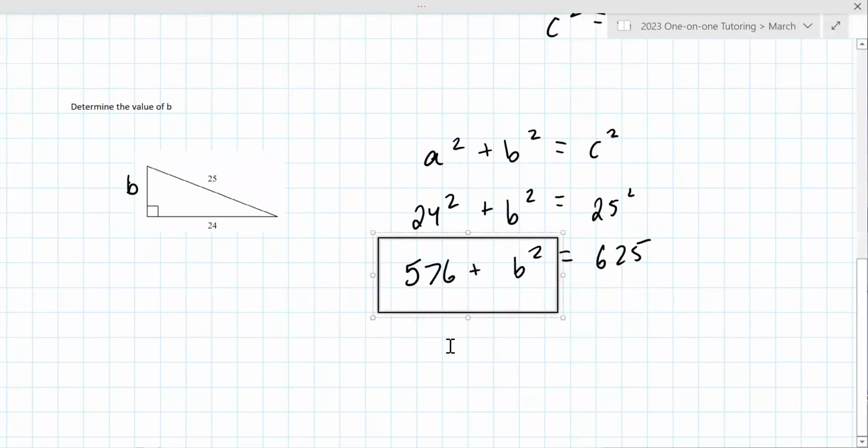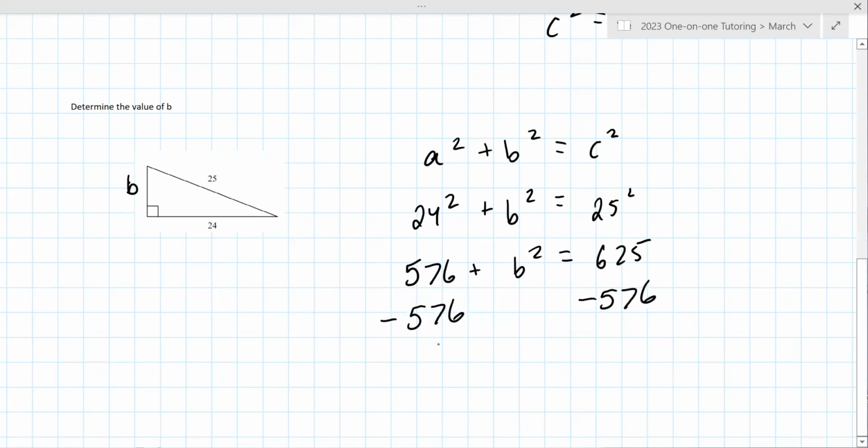Do you see that? How do you undo this 576 here? How do you get rid of it? How do you move it to the other side? You should be able to subtract it. That's right. So I'm guessing you did not do that based on the size of your numbers. What does B squared equal? Yes, okay.